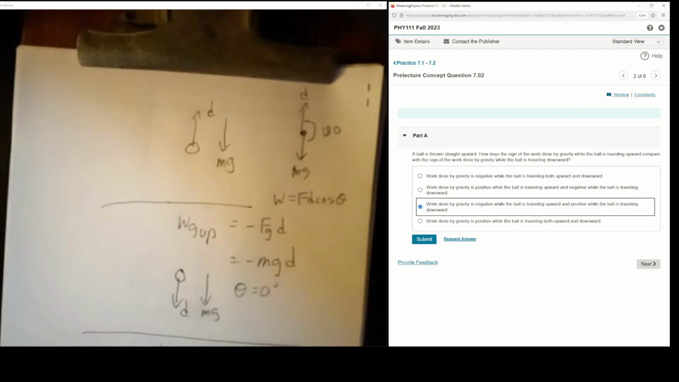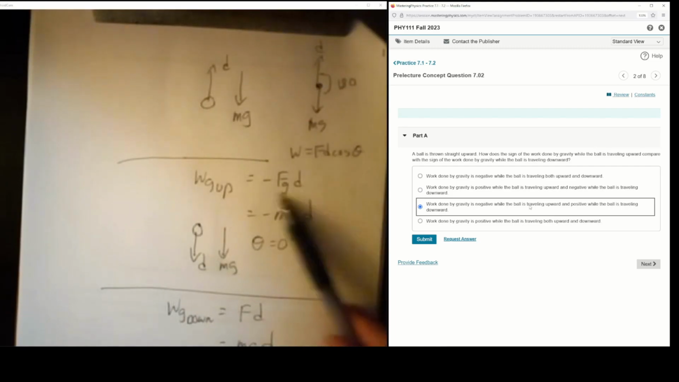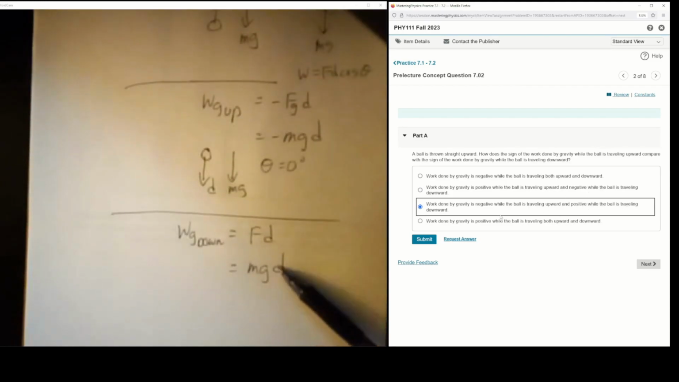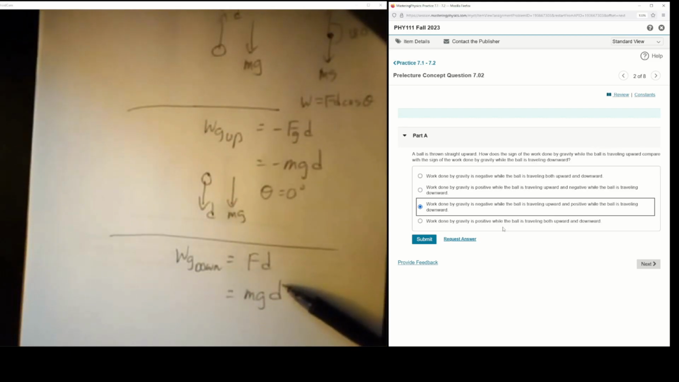Let's look at the next one. Work done by gravity is negative while the ball is traveling up. So there we go. Ball traveling up, we get negative work. That's good. And positive while the ball is traveling down. And we do get positive work when the ball is traveling down. So selection C is our answer. Let me just look at the last one now. Work done by gravity is positive while the ball is traveling both up and down. So that's not true. It's only positive when it's traveling down.